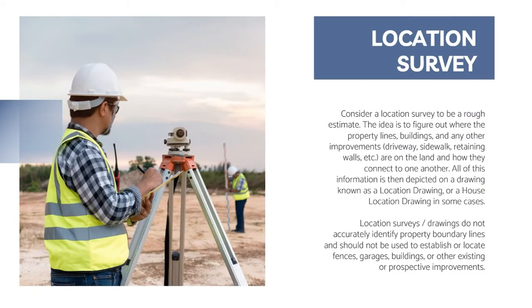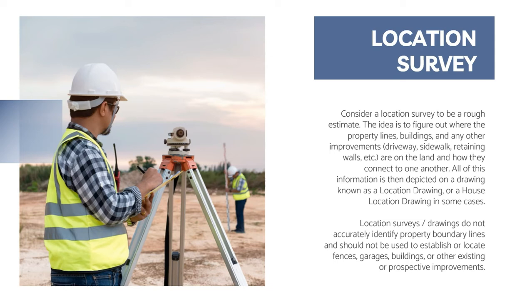Location survey is basically a survey that roughly estimates an area. The idea is to figure out whether the property lines, buildings, and any other improvements such as driveways, sidewalks, and retaining walls are on the land and how they connect to one another. All of this information is depicted on a drawing known as a location drawing, or a house location drawing in some cases. Location surveys or drawings do not accurately identify property boundaries, so they should not be used to establish or locate fences, garages, buildings, or any other existing or prospective improvement.